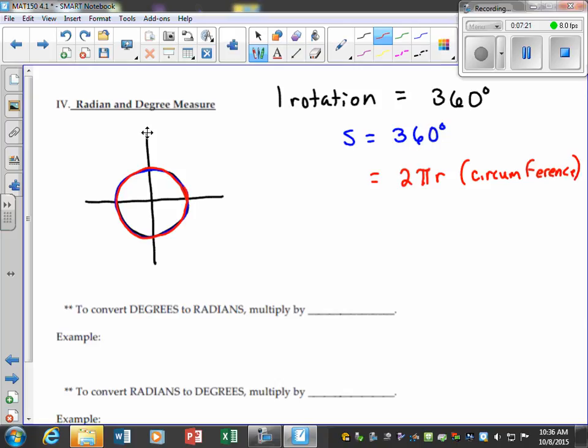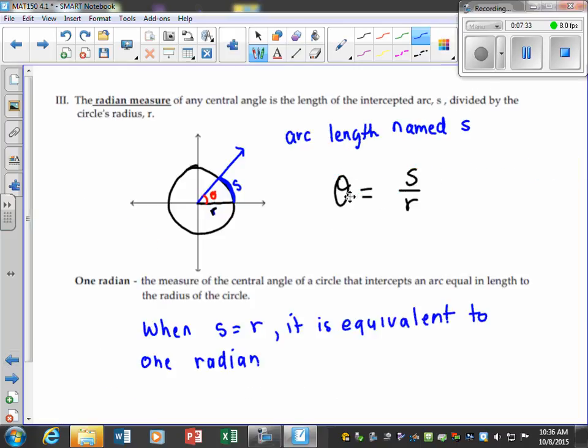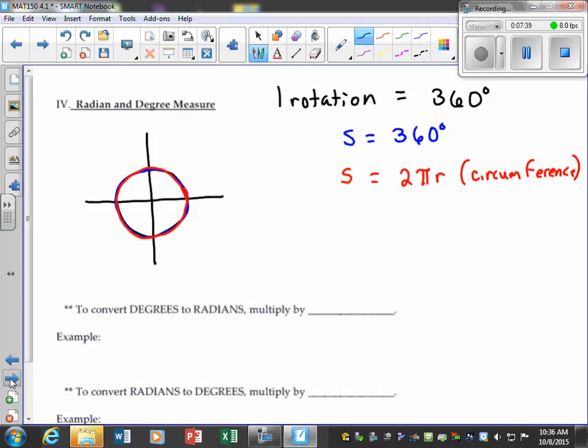Now we're looking at it in terms of that. The other piece of information we have is from the previous page. We know how theta is defined in terms of arc length and radius. Theta is equal to S divided by R. What did we just define S as? 2 pi r. We're trying to determine the relationship between previous things we know and how radian measure comes about.